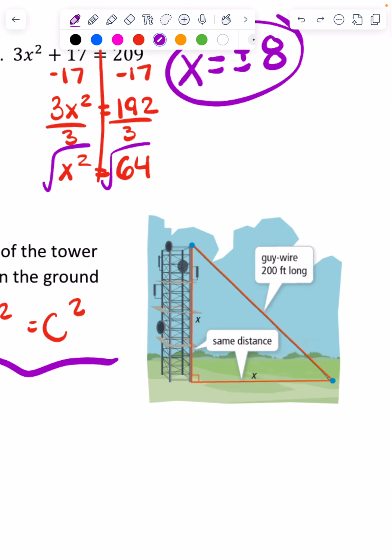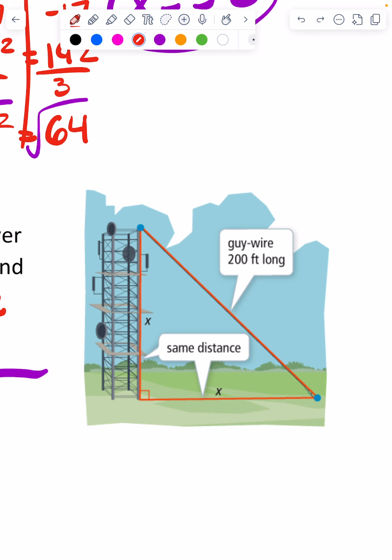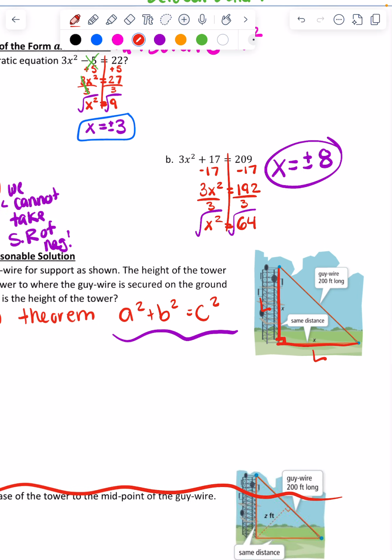Looking at our picture, here is what that was saying. This length and this length we have labeled x, which means they are the same distance. These two lines that I highlighted, the two measured x, meet at a right angle. I'm going to label each of those sides L, and we call those the legs. In our Pythagorean theorem equation, the legs can be A or B, and since they are the same length, it doesn't matter which one goes where.